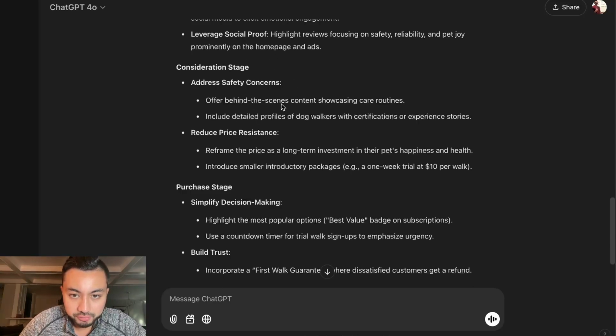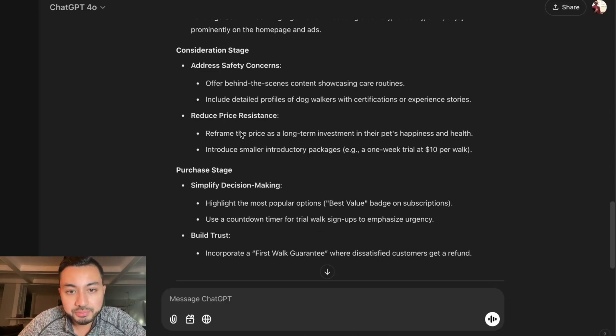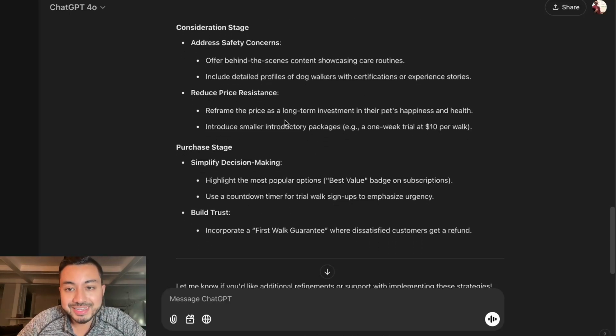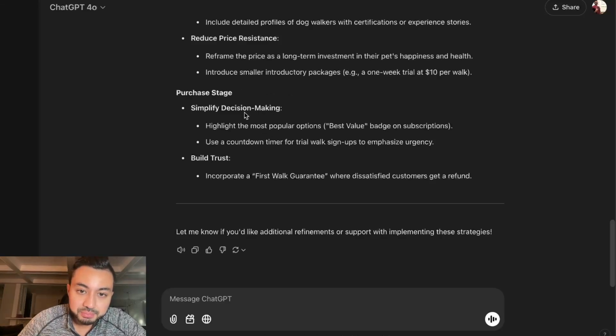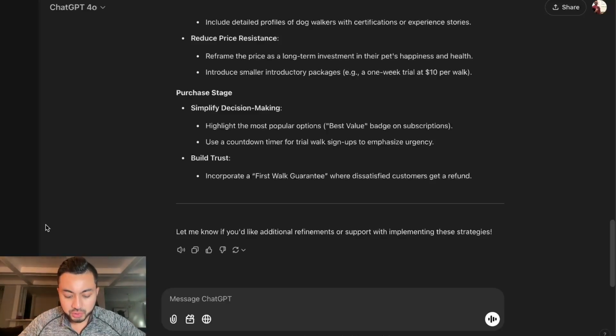For the consideration stage, offer behind the scenes content showcasing care routines, include detailed profiles of dog walkers to reduce price resistance, reframe the price as a long-term investment in their pet's happiness and health, introduce smaller introductory packages to get more people through the door. And then at the purchase stage, help simplify their decision making, highlight the most popular options like the best value for each service option, use a countdown timer for trial walk signups to help emphasize urgency, and even incorporate a first walk guarantee where dissatisfied customers can get a refund. And so these interventions will give you great insights on how to continuously overcome your customers' objections, whether it be in your marketing, on sales calls, etc.